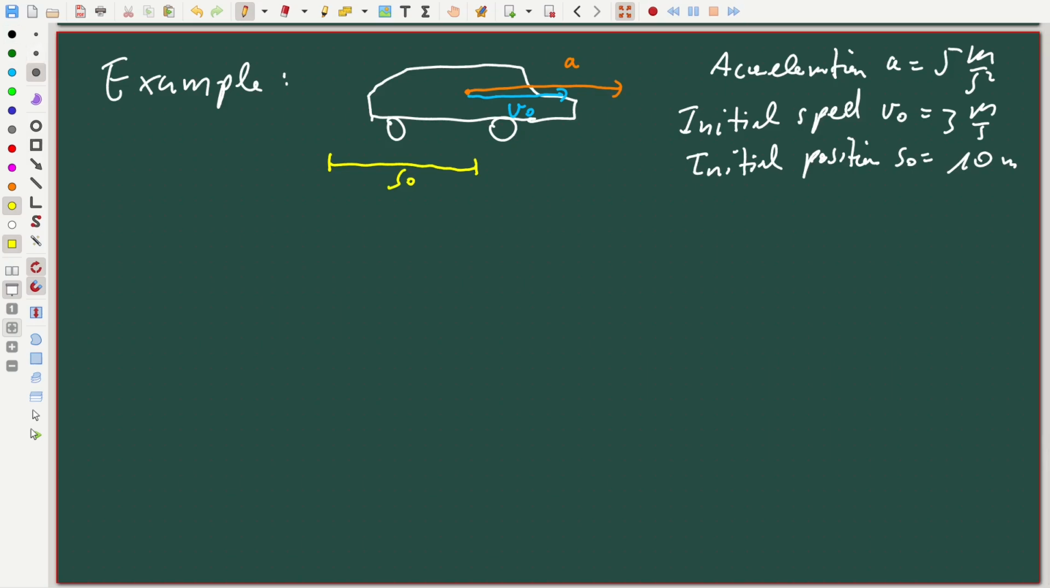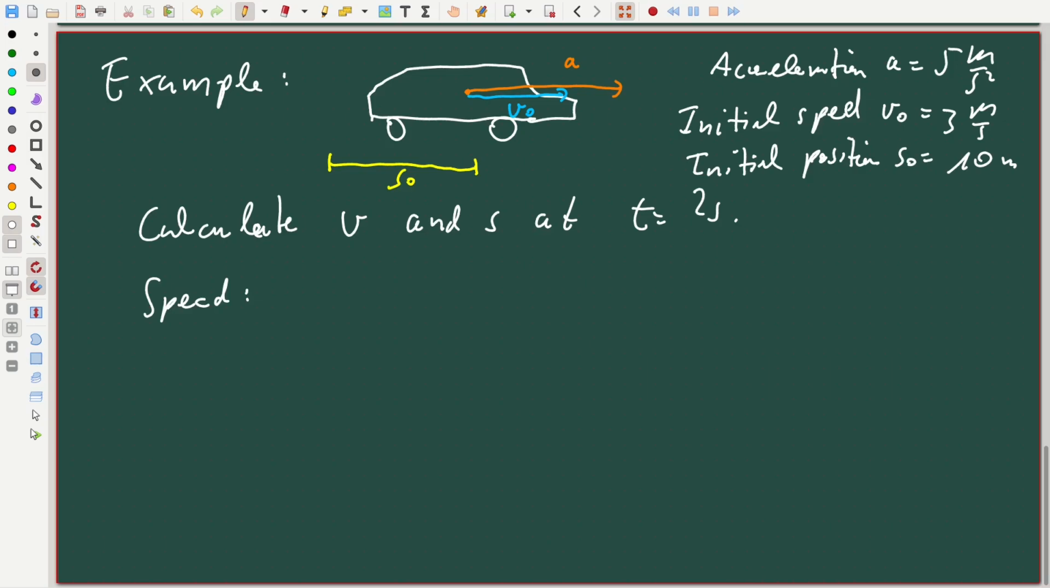Yeah, and what we want to do now is to calculate the speed v and the position s at a given timestamp, for example, 2 seconds. So the first thing which we will do, we calculate the speed. So we know, or we learned already before, that v of t is given as the integral of a dt. And a is constant, it does not change in time, so this can be solved easily. This is simply a times t plus the integration constant c1.